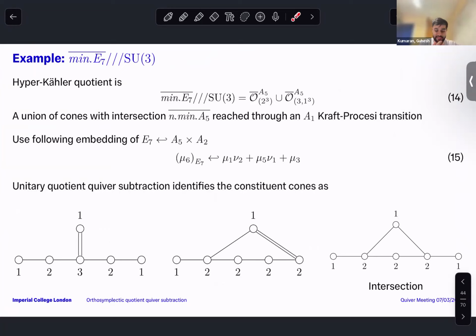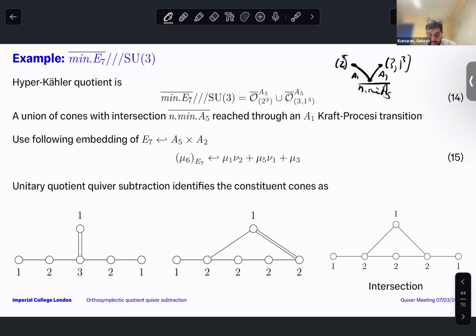Okay, so now we'll see some unions of cones. Again, this is a result from the hyper-Kähler quotient with final integration. I find it's a union of 2 orbits of A5. One is 2 cubed. The other one is 3, 1 cubed, with an intersection of next to minimal A5. So it looks like this. This is 2 cubed. This is 3, 1 cubed. This is the next to minimal A5 that we had here. And they're related by a Kraft-Procesi transition of A1.